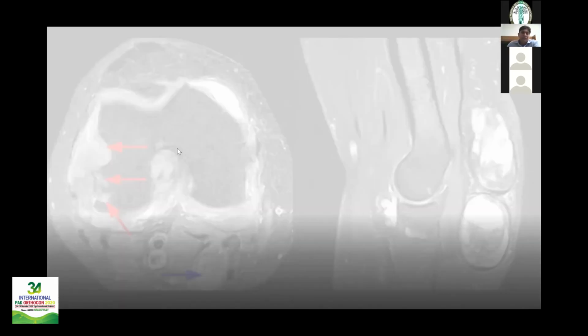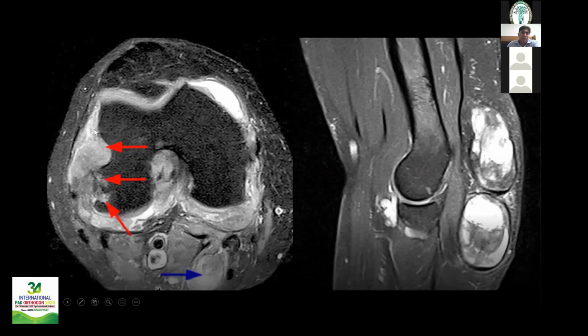Here you see that there is diffuse thickening of the synovium with sharp erosions having overhanging edges, and there are soft tissue foci, enhancing foci in the subcutaneous tissue. So this was an inflammatory arthritis, that was gout.